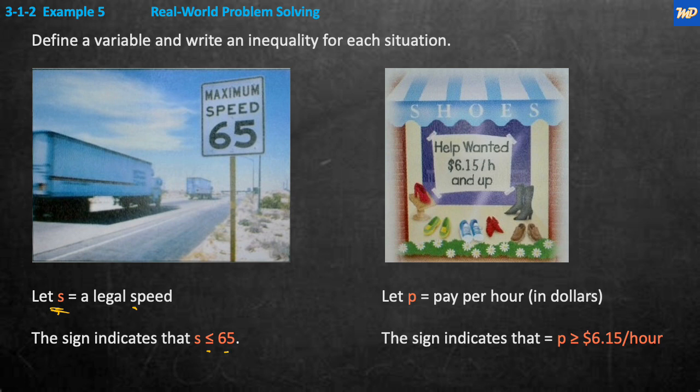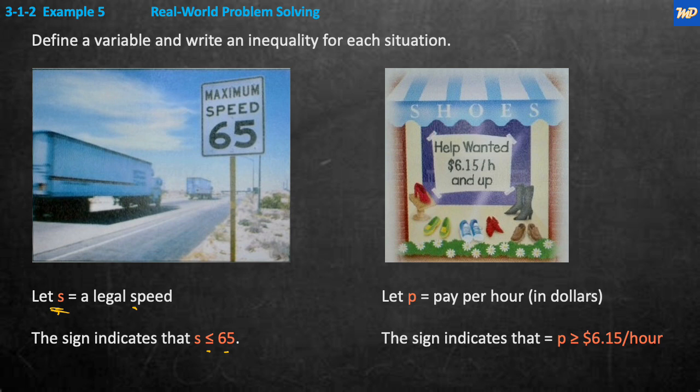So in this case, the speed is less than or equal to, so you can go 60, you can go 63, 62, 55. Of course, on highways there are minimum speeds too, but we're not talking about that in our problem here. So let's look at the next one.